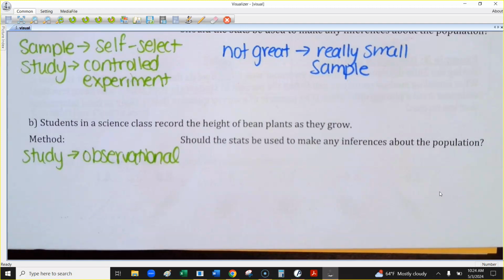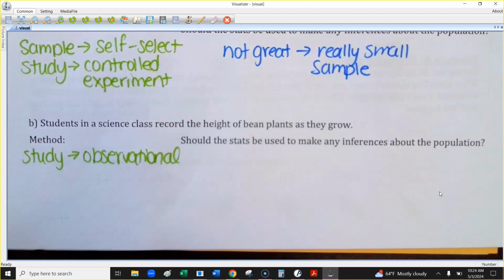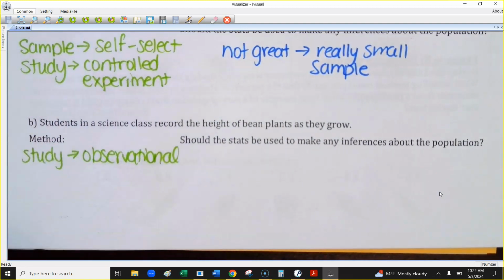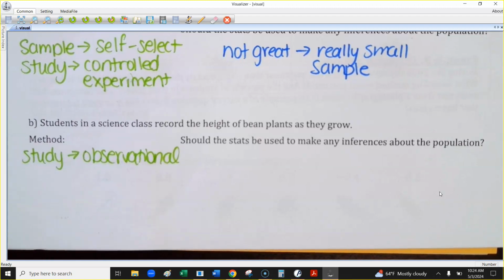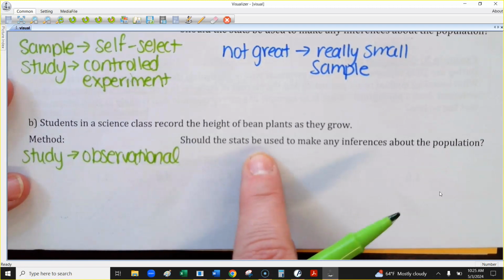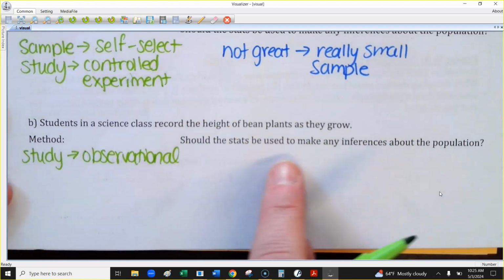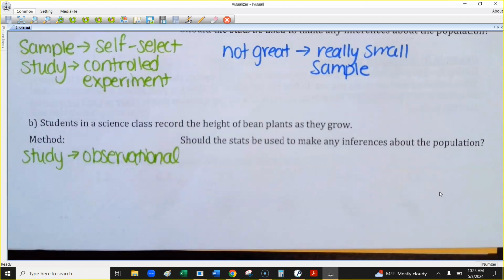All right, now in terms of the sample here, I would say the sample is the entire population of this class, so I wouldn't necessarily say there was a strategy here to develop a sample. This is just kids in this class. So in terms of the study, this is observational. Okay, now, should these statistics that they'll collect about how these bean plants grow, should we make any inferences about the bean plant population based on this class and their observation?